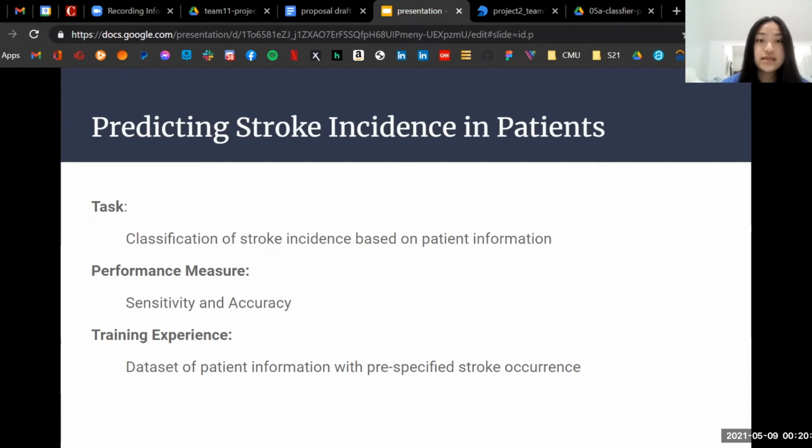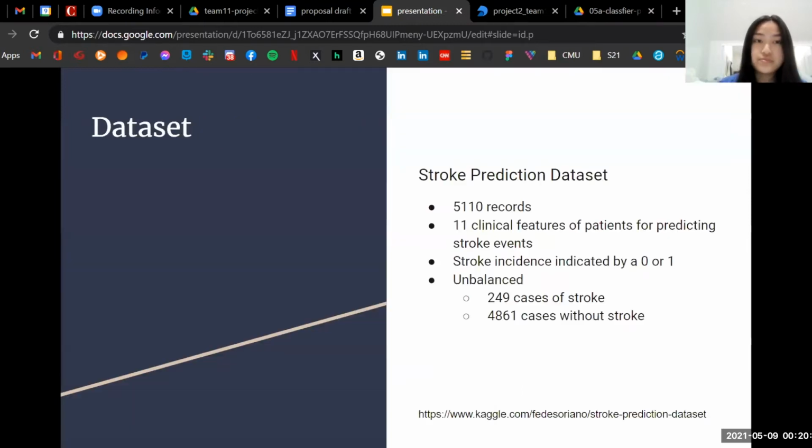We felt that sensitivity was most important to make sure that patients who are at high risk of stroke can take preventative measures to reduce their risk of having a stroke. Although it would be nice to eliminate false positives as well, we felt that they wouldn't be as harmful since they might just mean that patients would be more mindful of their health.